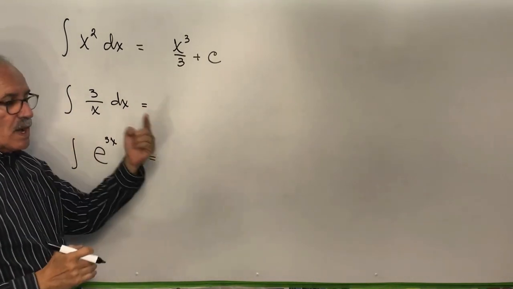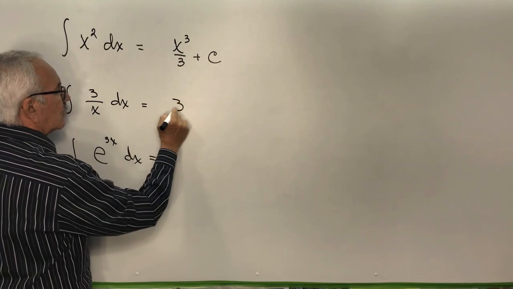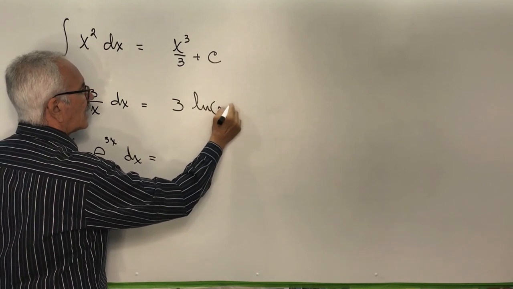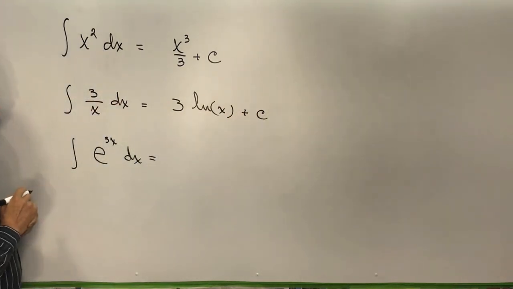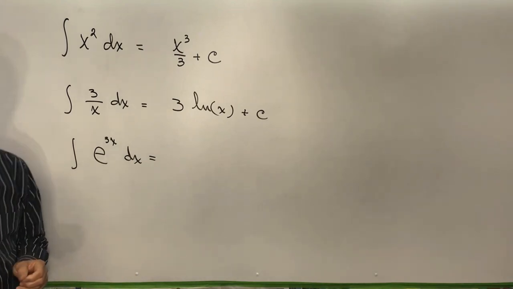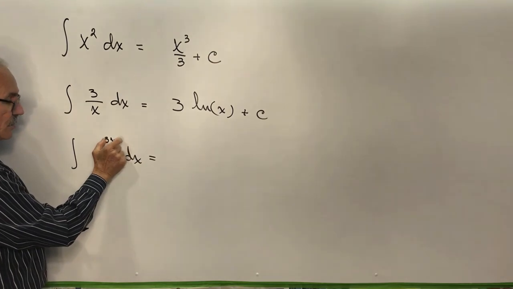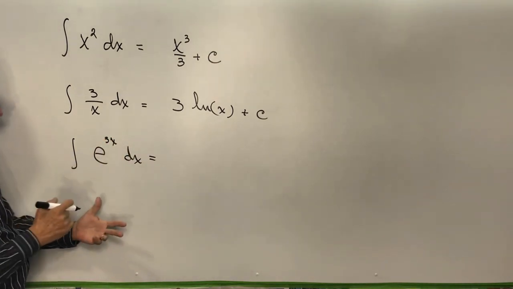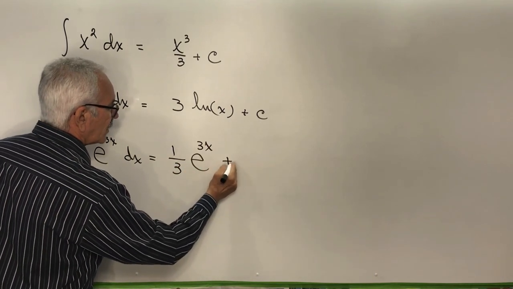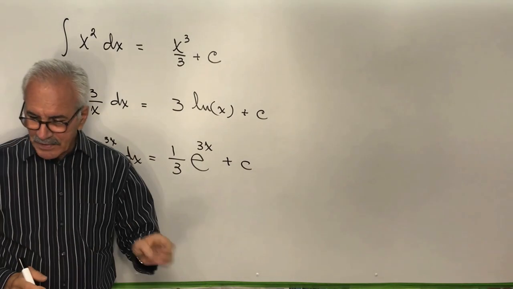Here, you know that 1 over x is the derivative of the natural logarithm of x. So 3 goes outside because this is a constant. The solution will be 3 ln of x plus a constant. The exponential function, exactly the same. Because when taking the derivative, we multiply by 3 using the chain rule. So now we divide by 3. So 1 over 3 e to the 3x plus a constant. So in this way, we repeat what we know, but in the opposite direction.